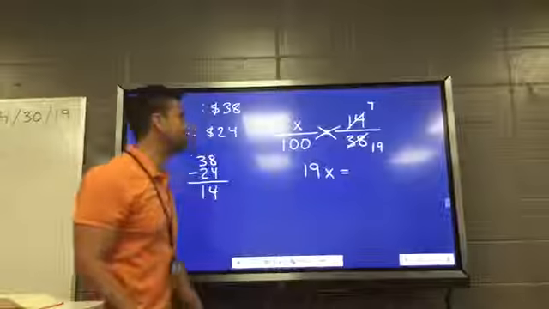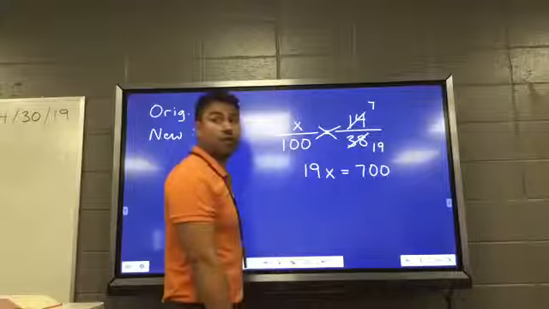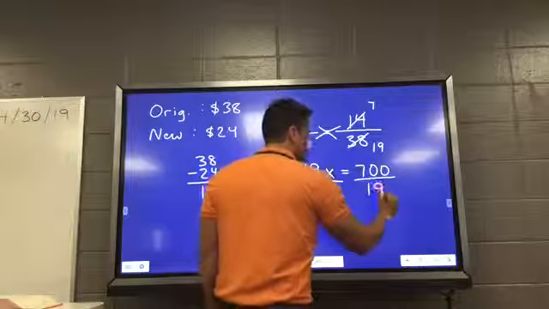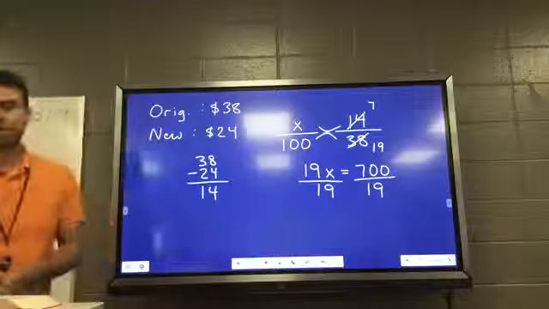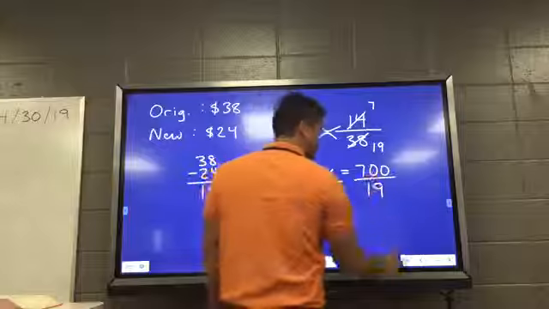19x. What's 100 times 7? 700. How do I solve for x? Divide both sides by 19. Which number goes in the box? 700. It has to be that top number.